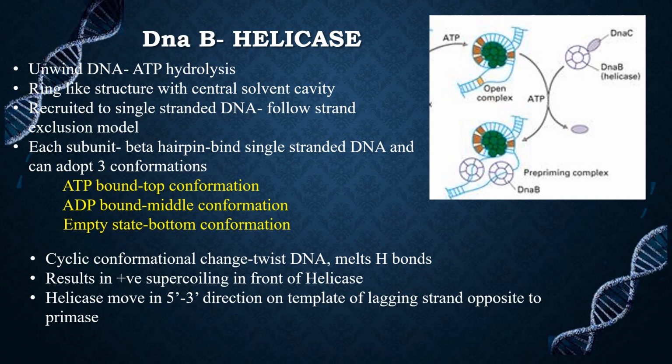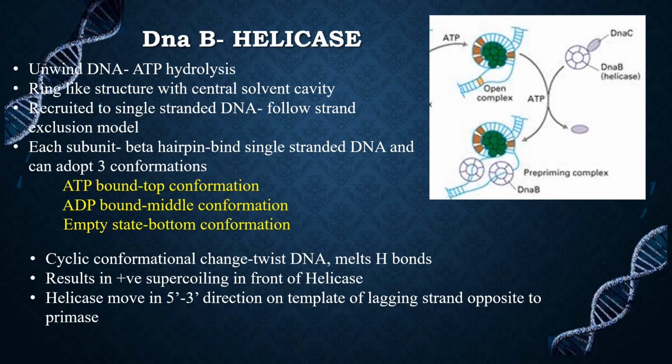DnaB, that is helicase. The major function of helicase is to unwind DNA using energy from ATP hydrolysis. This is a homohexameric protein in prokaryotes, whereas it is heterohexameric in eukaryotes. They form a ring-like structure with a central solvent cavity, and helicases are recruited to single-stranded DNA, and they follow a strand exclusion model for unwinding.